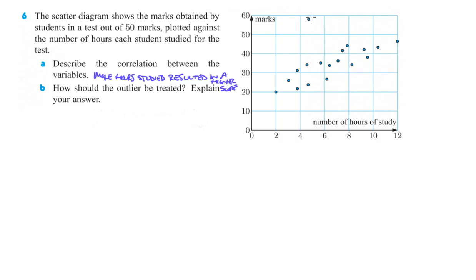How should the outlier be treated? Okay, so it could possibly be an error, but it does say it's out of 50 marks. There's 50. That's the high. This is the high water mark. You can't even get that. So since that's not even within the range of scores that are offered, then I would say discard it. It seems to be an error.